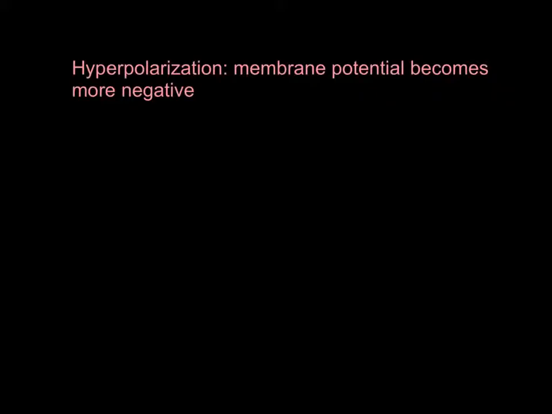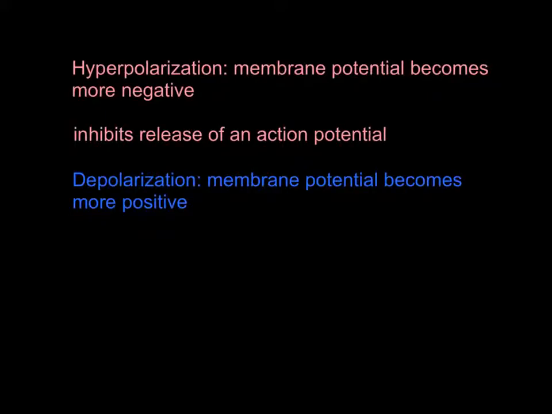So that's referred to as hyperpolarization. It's really the opposite of depolarization. Just to recap, hyperpolarization is when a cell's membrane potential becomes more negative. This could be due to negatively charged ions going into the cell, or, like in the case of potassium, positively charged ions flowing out of the cell. Either way, hyperpolarization inhibits the release of an action potential because it brings the membrane potential farther away from the threshold. Depolarization makes the membrane potential value more positive and approaches the threshold, so an action potential can be produced.